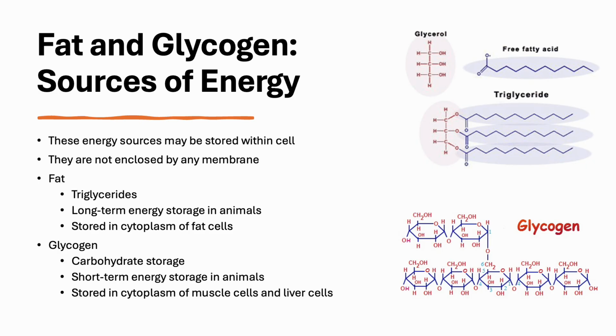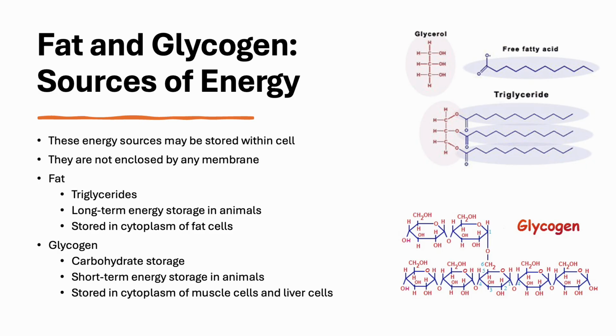Glycogen, by contrast, is a carbohydrate storage molecule found mainly in the liver and the muscle cells. It serves as short-term energy storage and can be quickly broken down to glucose when immediate energy is needed. During exercise, muscle glycogen is used to fuel contractions, while liver glycogen helps maintain blood glucose levels.